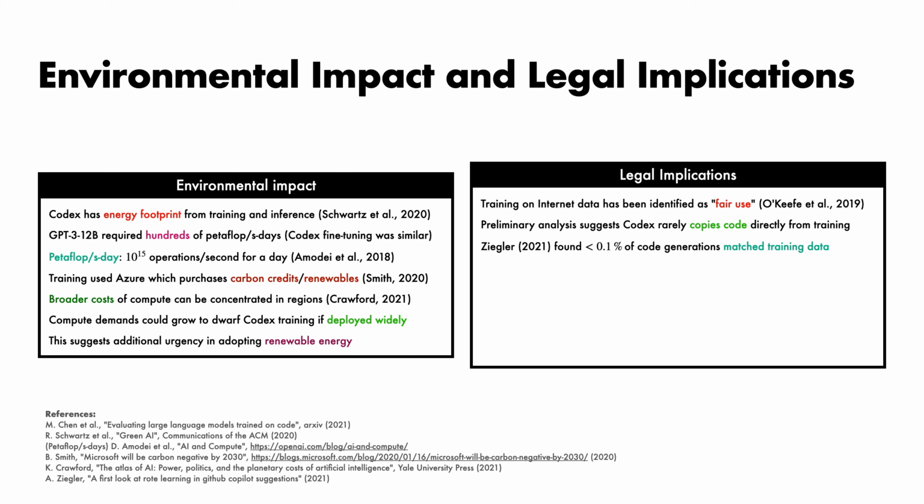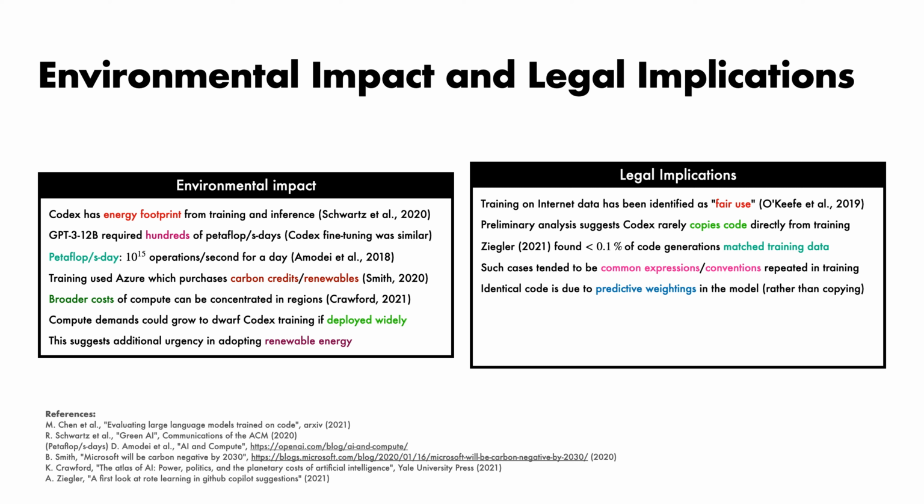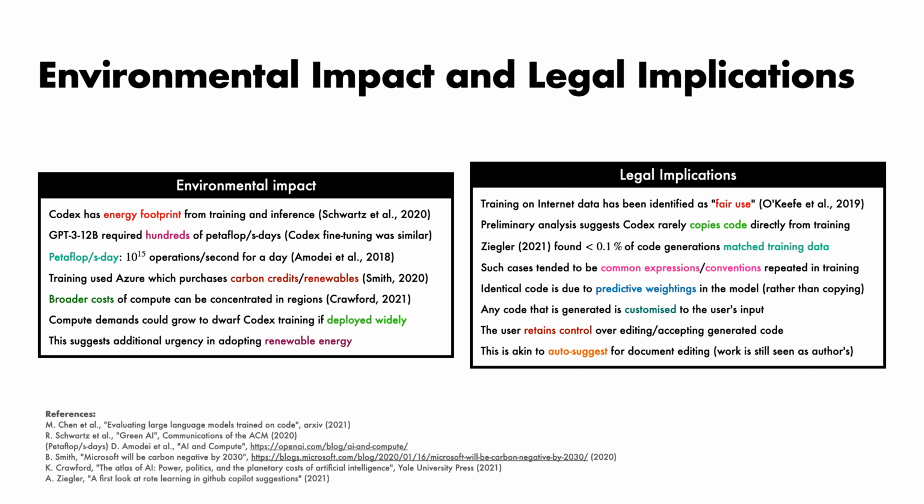In such cases, the outputs tended to be common expressions and conventions that were repeated frequently in the training data. The Codex authors suggest that for cases when generated code is identical to the training data, it is due to predictive weightings in the model rather than simply retaining and copying specific code. It is also noted that any generated code is customized to users' input, and that the user retains control over editing and accepting this code, in a manner that is akin to autosuggest or auto-completion tools for document editing, where the finished work is still seen as belonging to the author.